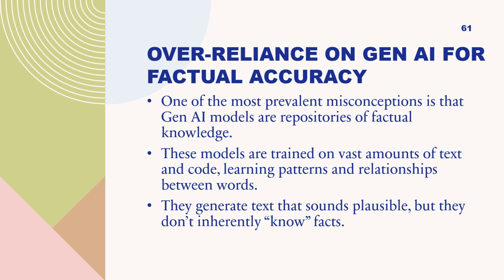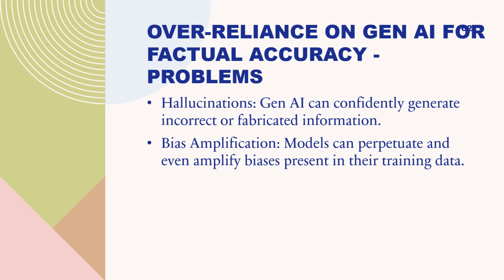So these are the common mistakes. First one is over reliance on generative AI for factual accuracy. One of the most prevalent misconceptions is that generative AI models are repositories of factual knowledge. These models are trained on vast amounts of text and code, learning patterns and relationships between words. They generate text that sounds plausible, but they don't inherently know facts. And this can lead to these kinds of problems.